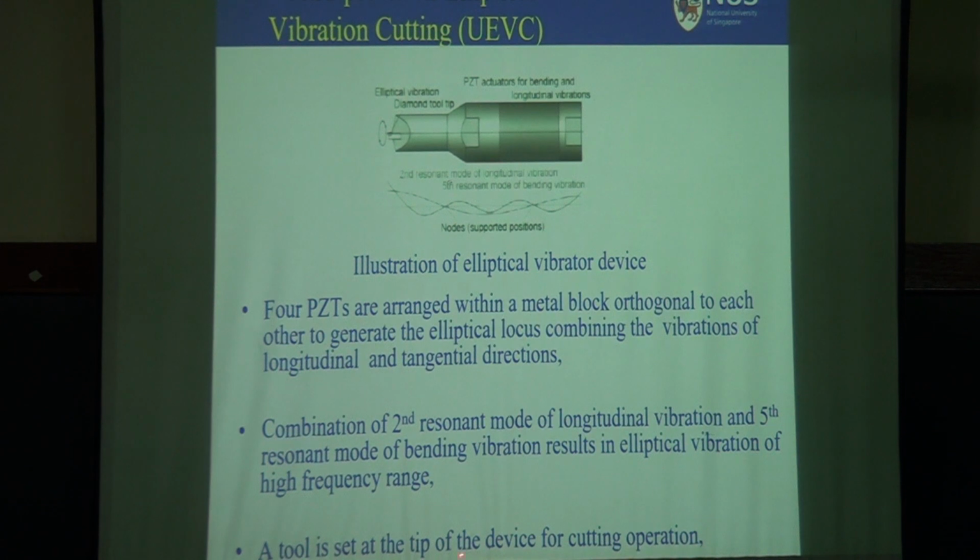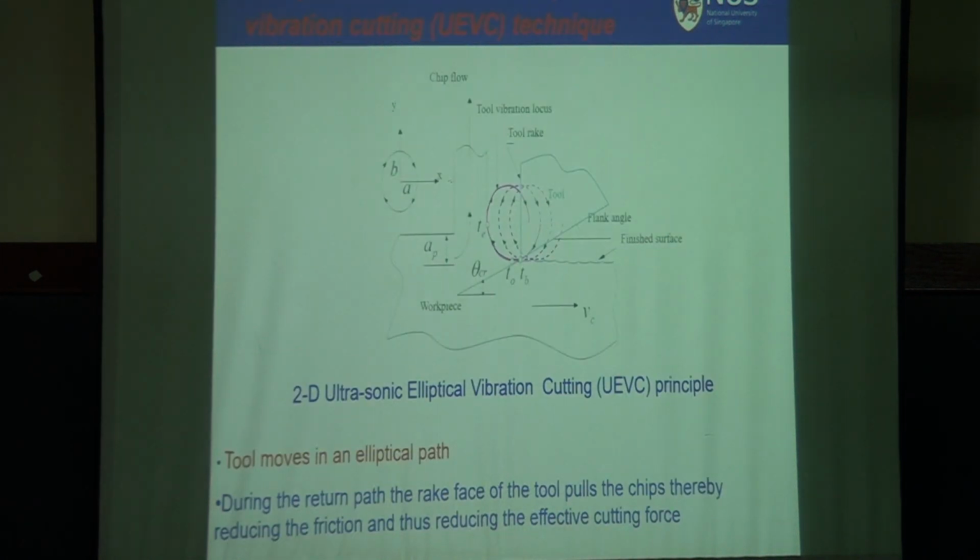So a tool is set up with the device. This is the device, and this A and B can be varied. Then the size of the ellipse, whether it is vertical or horizontal, you can control. That way you can control the metal removal rate and surface finish, everything. The tool moves in an elliptical path.